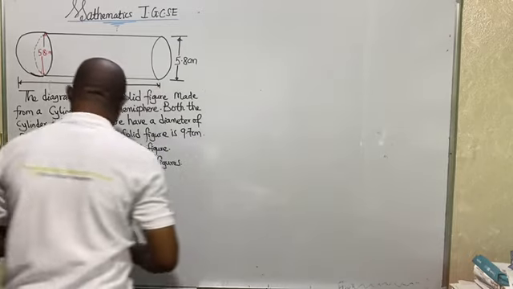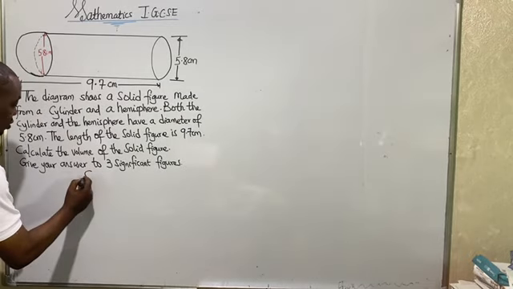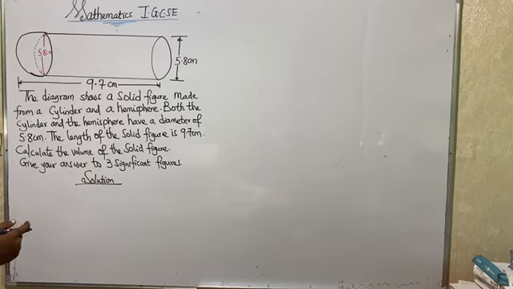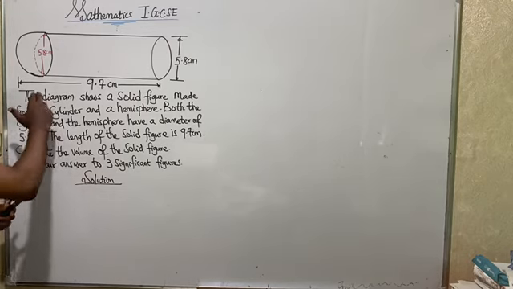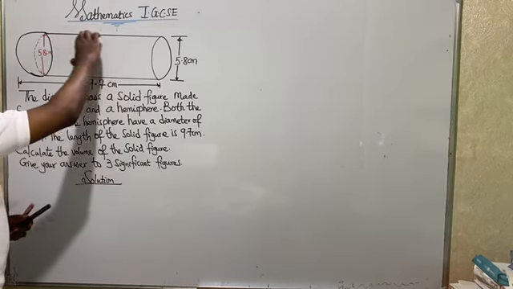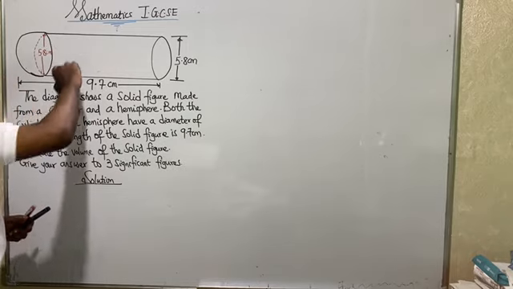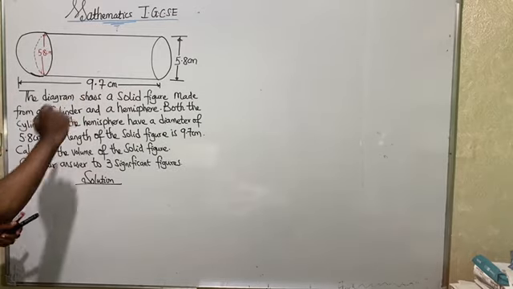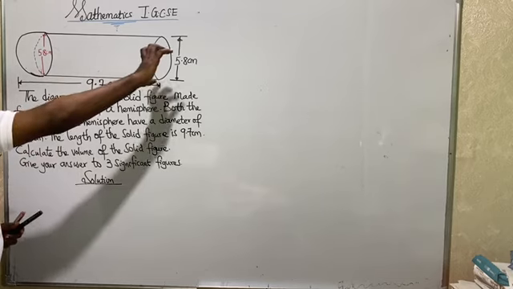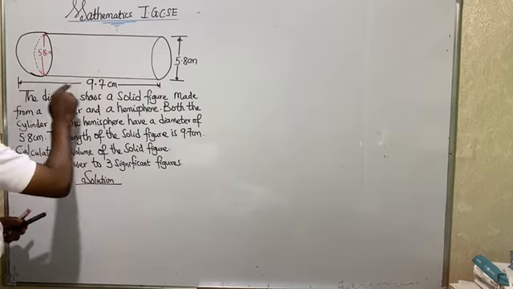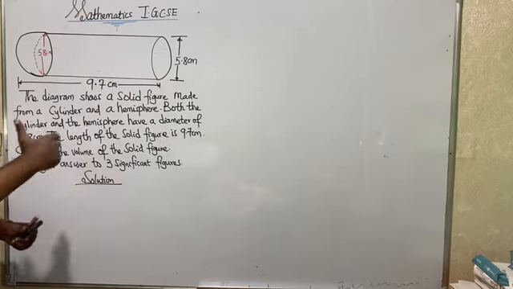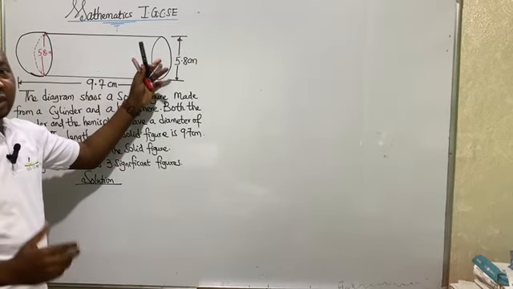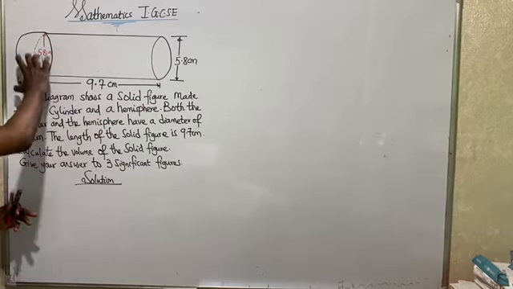First we need to analyze the figure. To analyze the figure, we need to know the length of the cylinder, because we are given the length of the solid figure, not the length of the cylinder. So we need to first calculate the radius of the cylinder, which is the same as the radius of the hemisphere.